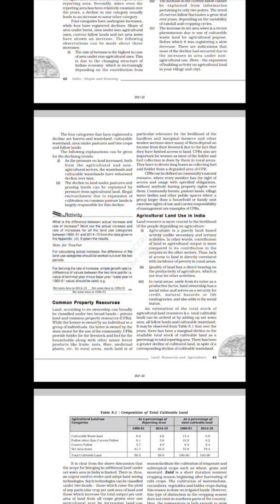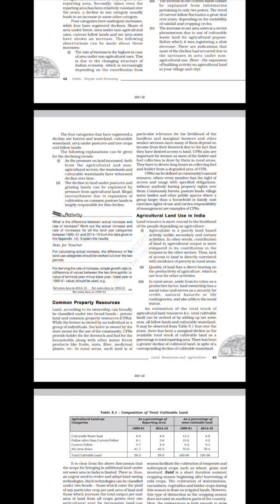For calculating actual increase, the difference of the land use category should be worked out over the 2 periods. For deriving the rate of increase, simple growth rate, that is difference of values between the two time points, that is value of terminal year minus base year divided by base year value, should be used. Example: net sown area in 2014-15 minus net sown area in 1950-51, divided by net sown area in 1950-51.